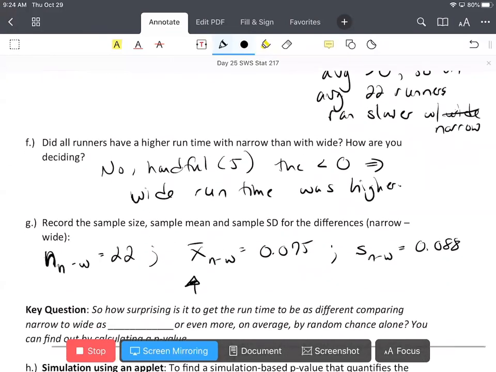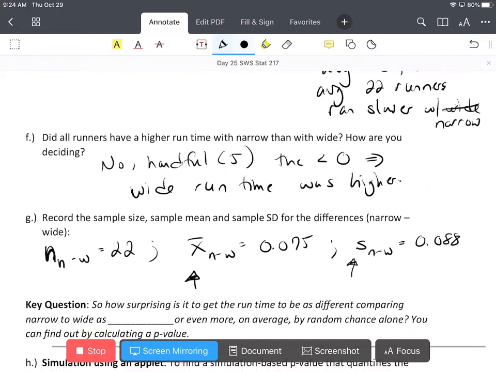Something I also want to point out, we're using S. Remember, that's the sample standard deviation. So that is always denoted by S. So N minus W is 0.088.